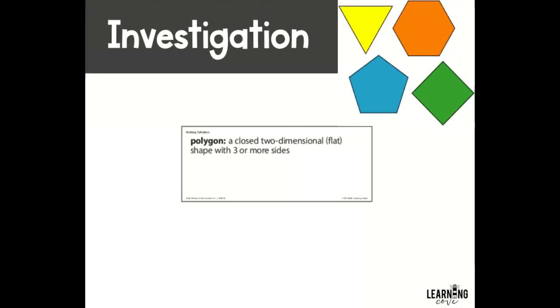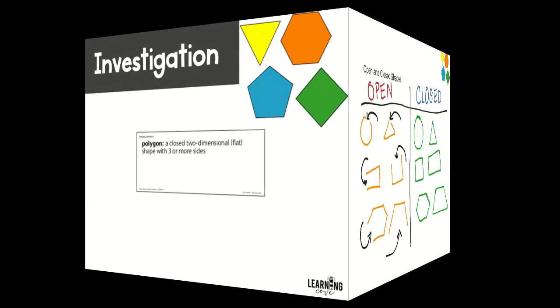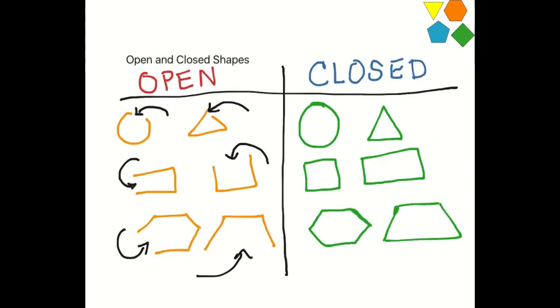Well, a polygon, like we noticed, is a closed two-dimensional flat shape with 3 or more sides. So circles are not polygons. Just a quick review, the difference between open shapes that have gaps and closed shapes that don't.